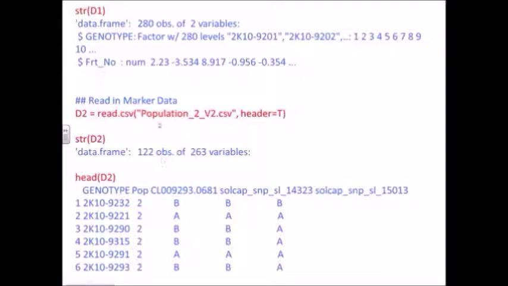How many markers do we have? You see this line that says 263 variables? One of those is genotype, one is pop, and everything else is a marker. So I have 261 markers. We originally started with 384 markers, but some of them weren't polymorphic, so we only included the polymorphic markers. So we've got a population of 122, and we have 261 polymorphic markers.